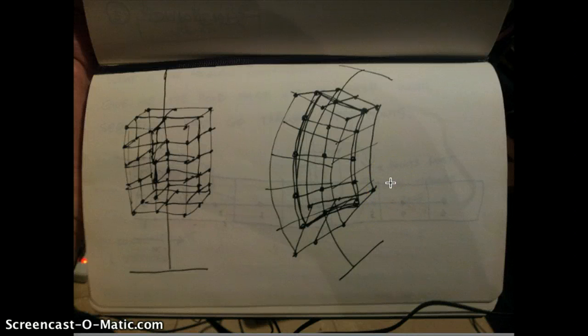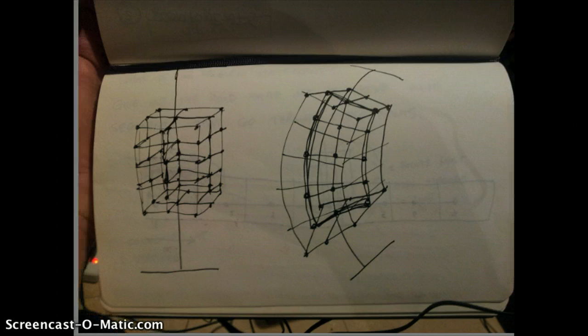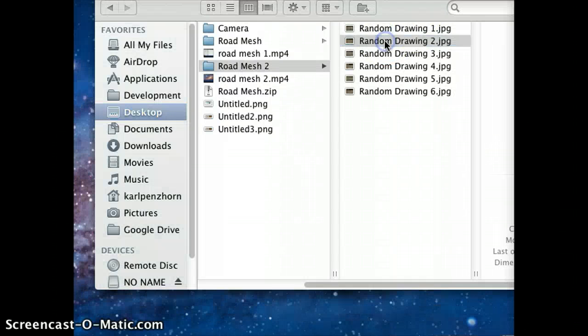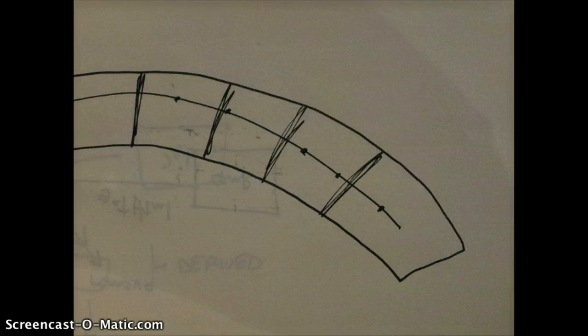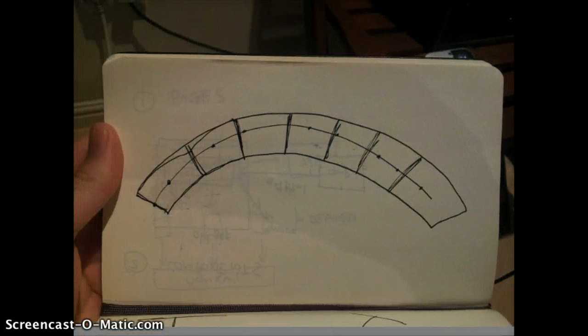Okay, I feel like I'm not really saying everything I wanted to. Let's see if these other images are... these are just random drawings that I made. Okay, so this is currently how we describe it.